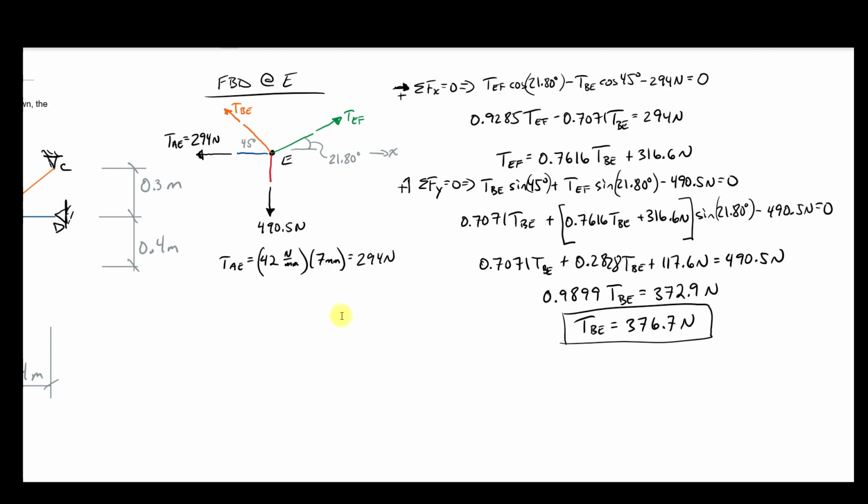Now, if a free body diagram is not finished for you, if you think you need it for more stuff like we do in this one, I like to come over here and write what I have learned. So 376.7 newtons. So now I can look at my free body and have even more information. What can I do to finish off this equation? Well, I still need TEF here. And how can I get it? I can actually go back to my sum of forces in the x equation and get 0.7616 times 376.7 newtons plus 316.6 newtons. So TEF equals 603.4 newtons.